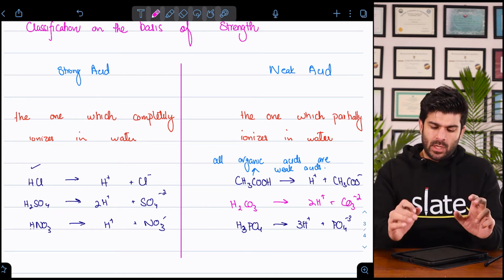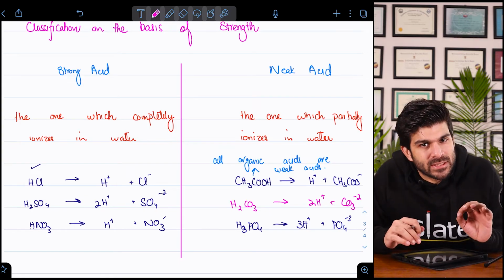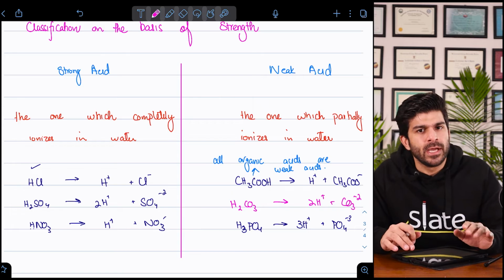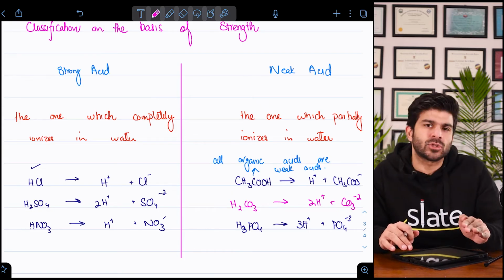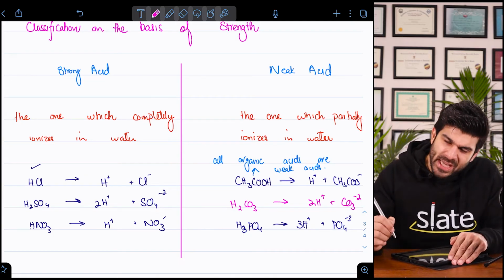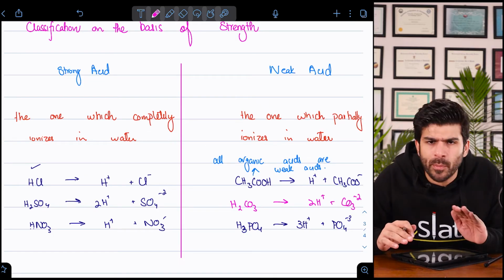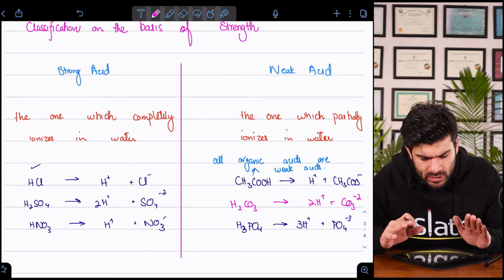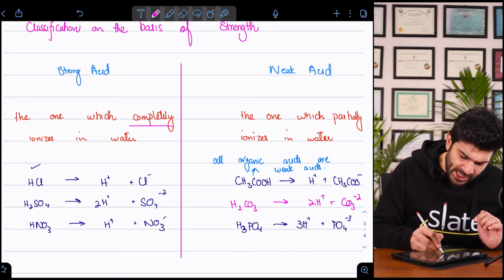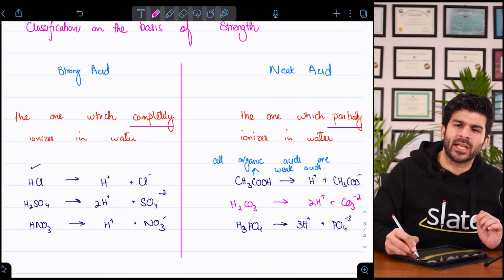So, students, this is something that you'll have to memorize. This is the property. You cannot make HCl a weak acid. If HCl is a strong acid, it will remain a strong acid. If ethanoic acid, an organic acid, is a weak acid, it will remain a weak acid. You cannot make it a stronger acid. So the definition is very important: which completely ionizes in water, which partially ionizes in water.